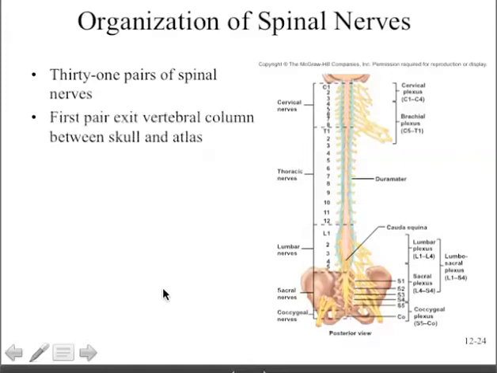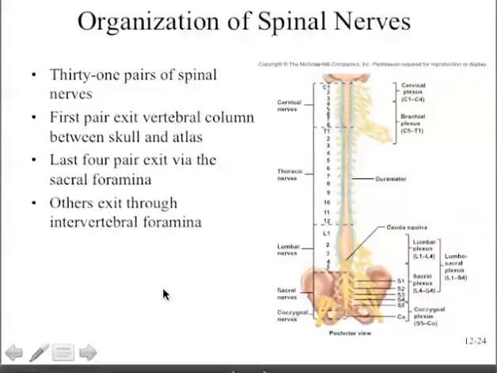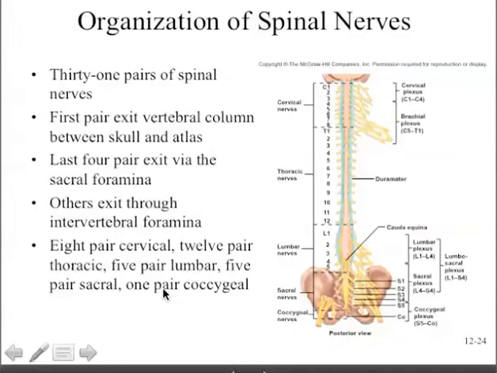There's 31 pairs of spinal nerves. The first pair exit the vertebral column between the skull and the atlas, and the last four pair exit the sacral foramina. Others exit through the intervertebral foramina, the holes that are produced by two vertebrae, one on top of the other, and there's an opening between them that is posterior to the body and anterior to the spinous processes of both vertebrae. 8 pair of cervical, 12 pair of thoracic, and 5 pair of lumbar, as well as 5 pair of sacral and 1 pair of coccygeal spinal nerves make up the entire set.